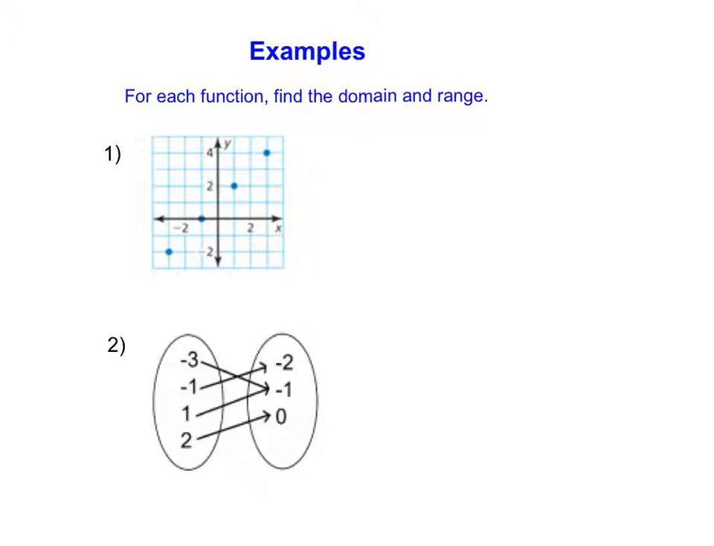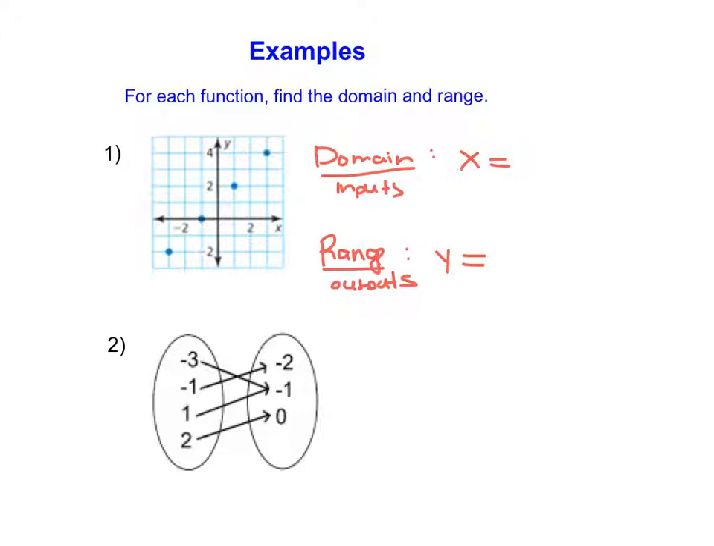So let's start by identifying the domain and range of some functions that we've already seen. So here we can see we have two different representations of a function, and for each we're going to identify the domain, which remember are our inputs, and the range, which represents the outputs. I'm going to identify the possible inputs or the x values and the possible outputs or the y values. So to start, I'm going to put x equals and y equals to remind myself that I'm finding x and y values for my inputs and my outputs.